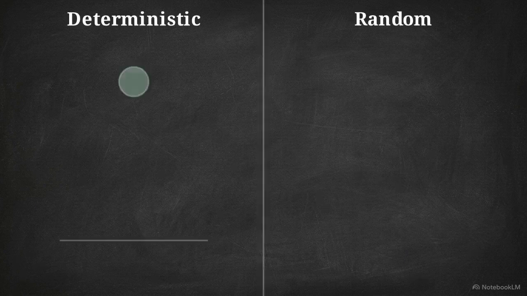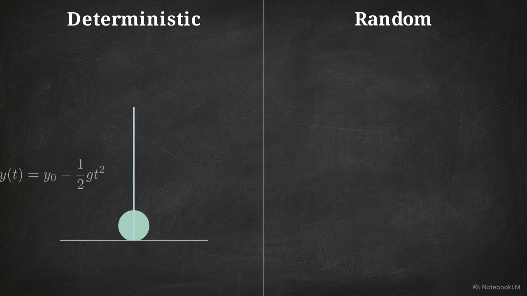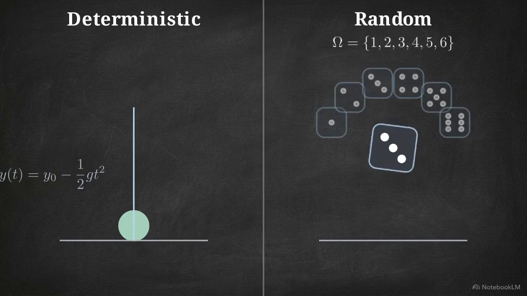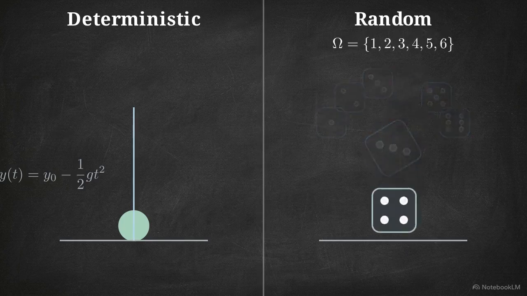If you hold a ball and let go, gravity dictates exactly where it goes. This is a deterministic experiment, predictable through physical laws. Rolling a die is different. It is a random experiment. We know every possible outcome but cannot predict a single roll.